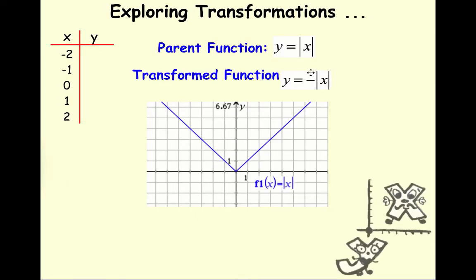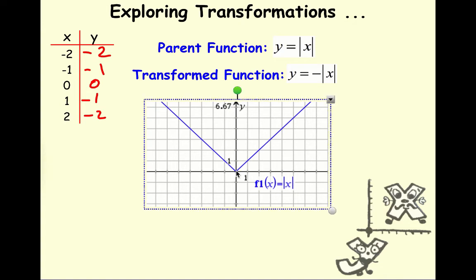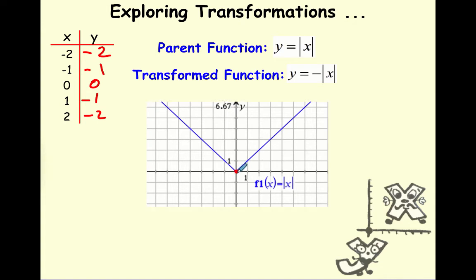Okay, last one. So let's look at what happens when we do y equals the opposite of the parent function. So let's go ahead and fill out our table of values. Okay, here's what we get for our table of values, and let's go ahead and look at it. So I have (0, 0), it's still my vertex, (-1, -1), (1, -1), (-2, -2), and (2, -2).